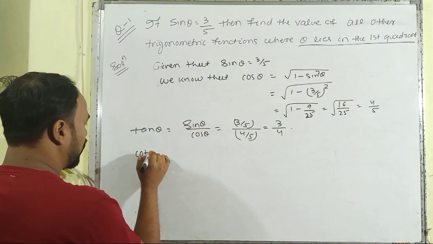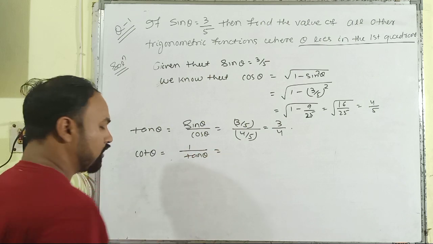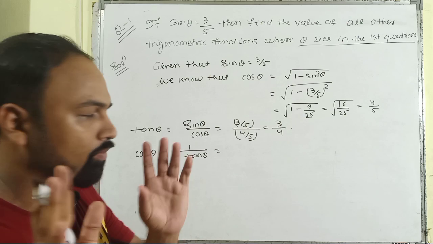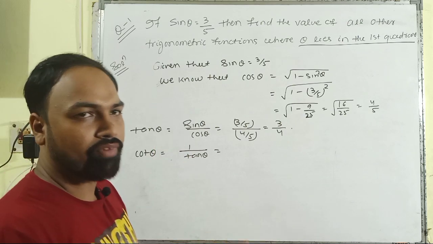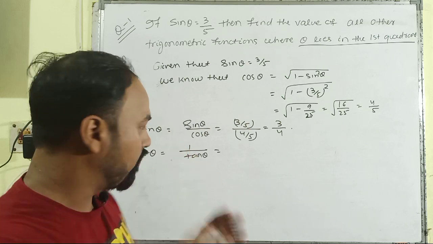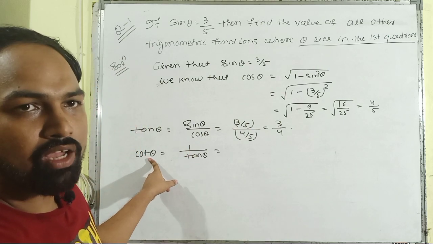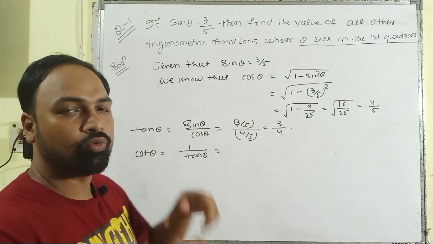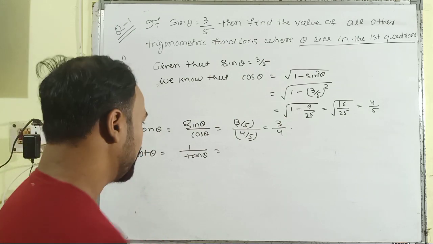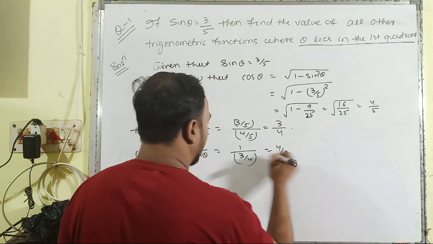Then the value of cot theta is 1 by tan theta. We just have to apply the suitable formulas. There are several ways to find the 6 trigonometric functions, but we have to apply the suitable formula. You know that cot theta is equal to cos theta upon sin theta, but we have tan theta here, so we just find the reciprocal: 1 upon 3 by 4, and it is 4 by 3.